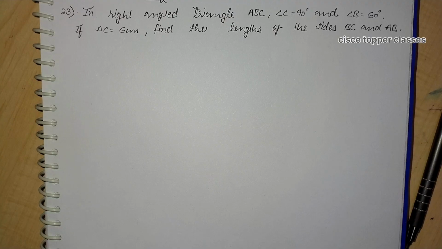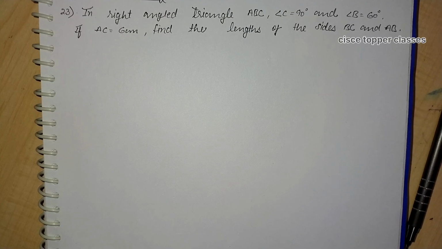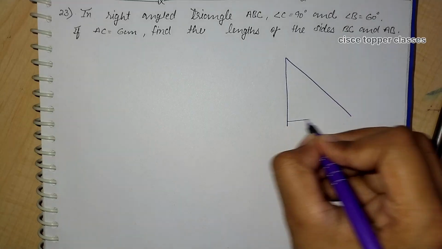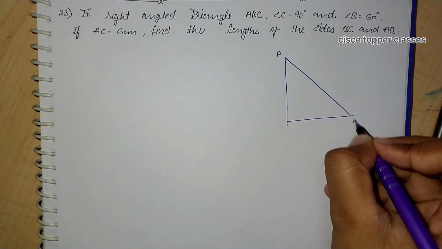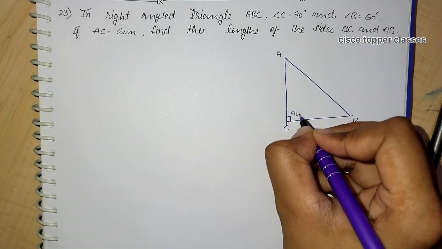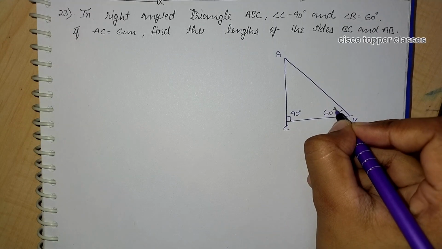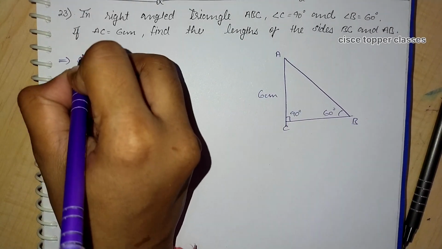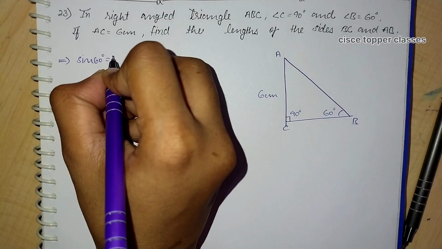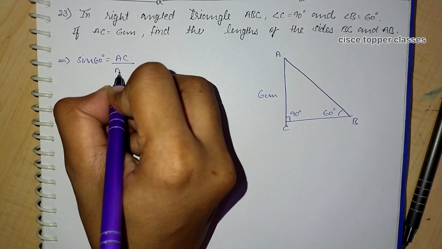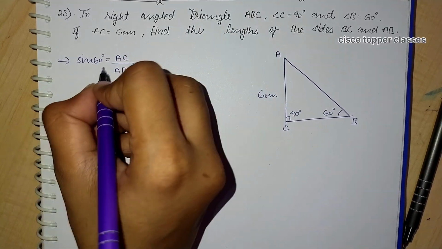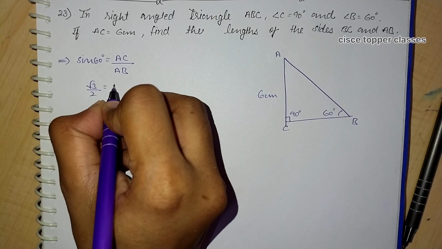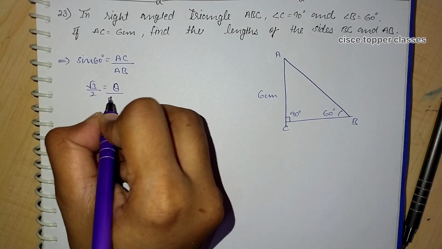Let us solve question number 23. In right angle triangle ABC, angle C is 90 degrees, angle B is 60 degrees, and AC length is given to us as 6 centimeters. So from there we can write sine 60 degrees will be perpendicular AC by AB, which is the hypotenuse. Sine 60 will be root 3 by 2 equal to AC, which we know is 6, by AB.